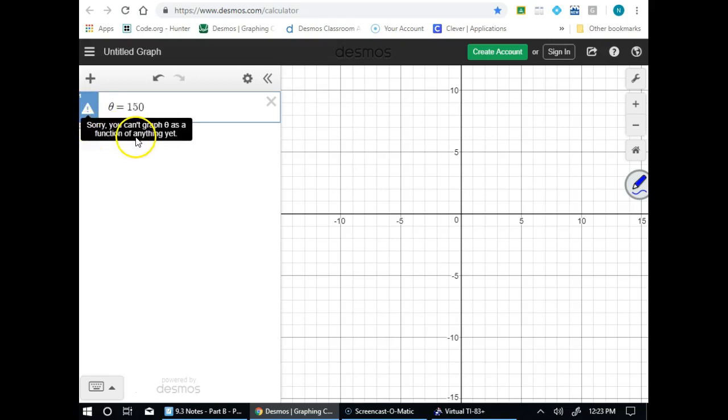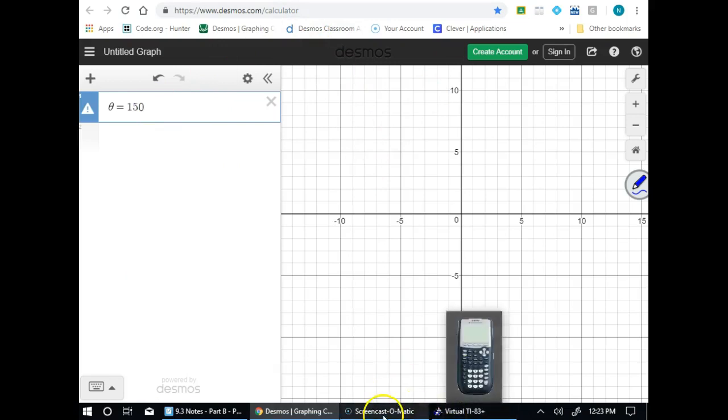Maybe it didn't ever really do this, and I just don't know. Because you can't graph theta as a function of anything yet. Maybe they're programming that in now. Maybe. So, okay, I don't think it'll graph this one for us.